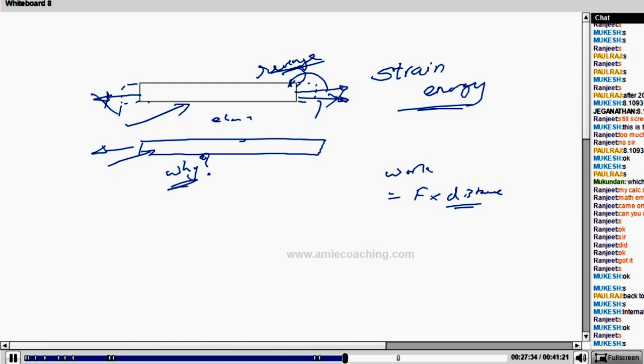Here, the strain energy is raised due to this work. How does the work come here? F is the force, or P is the load applied, resulting in a distance of about delta x. So P delta x is the work done. And that work done results in the storage of energy.